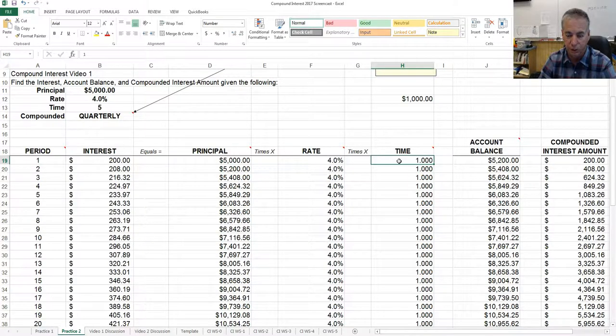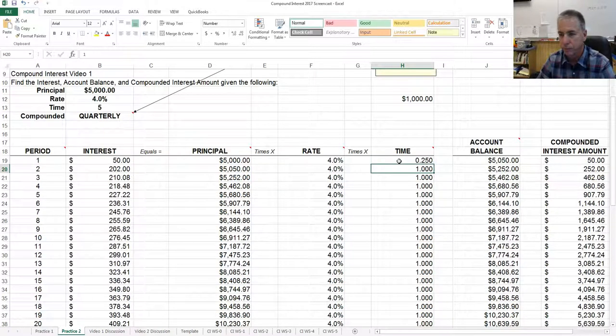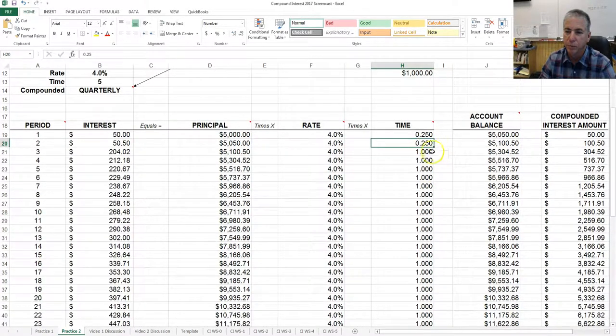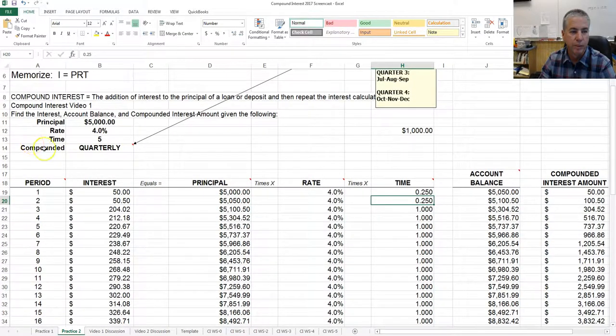Now, in the previous videos, we have learned that we could take equal sign and we can do 3 divided by 12. But most of us know that a quarter of a year is 0.25, 1/4, 0.25. So 0.25 represents 3 months of time. And so then you could just copy this all the way down to the number of periods that we actually need.